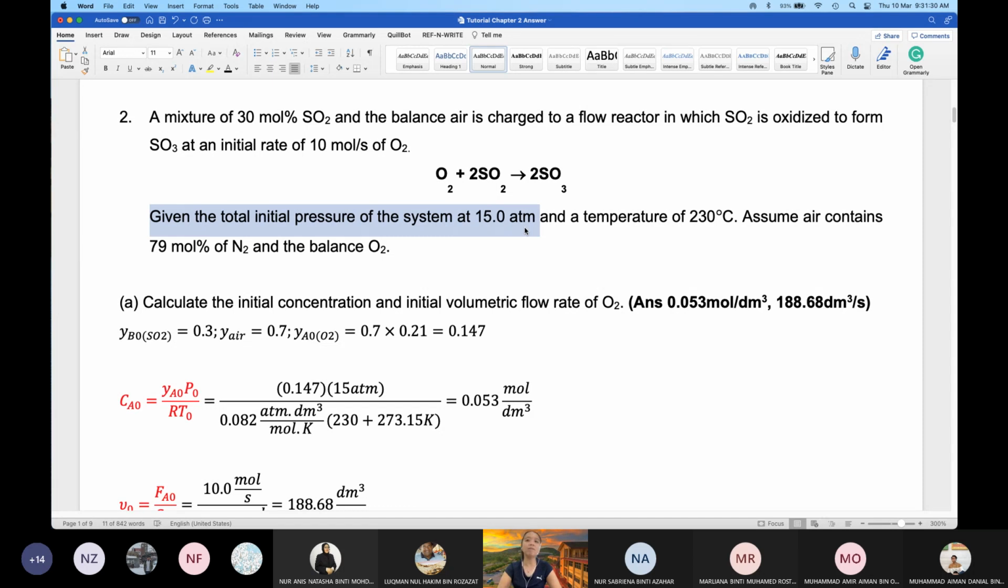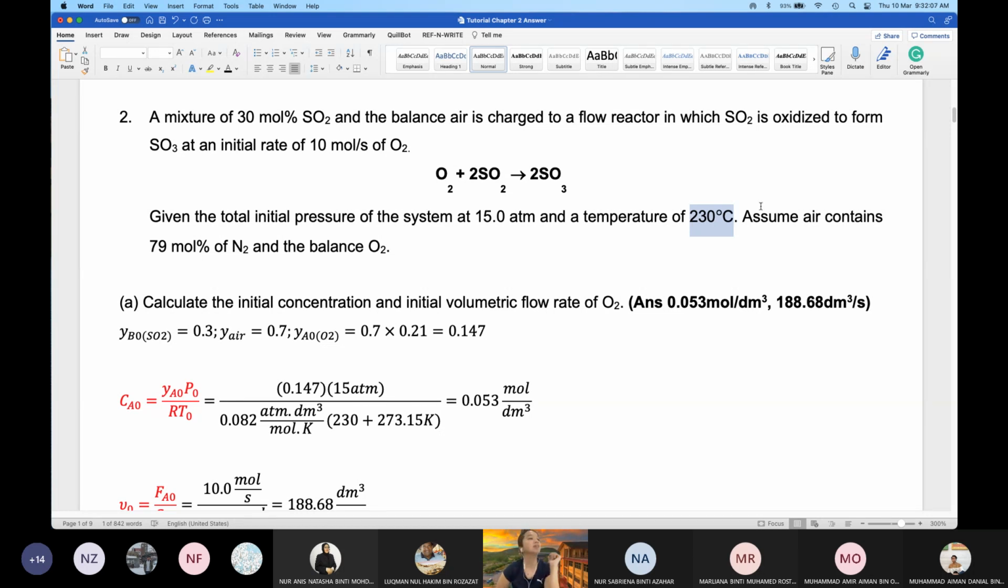So this 15 atm is the pressure from SO2 as well as air. Okay, so 15 atm ni adalah tekanan udara dan juga tekanan SO2, which we don't know how much, but we know the total pressure is 15. Okay, and dikata temperature 230 Celsius. So 15 atm ni adalah P0, initial total pressure. Okay, T0 230 Celsius. So P0 15 atm, T0 230 Celsius.